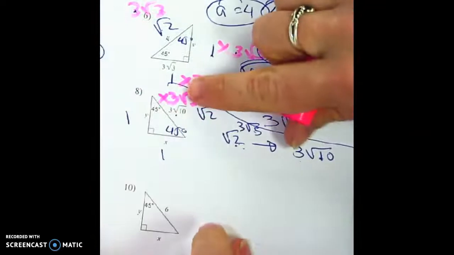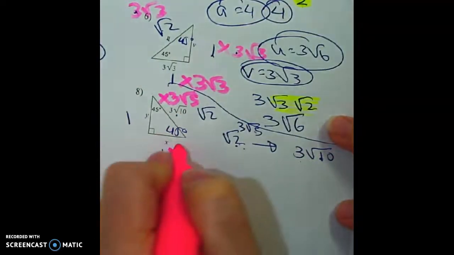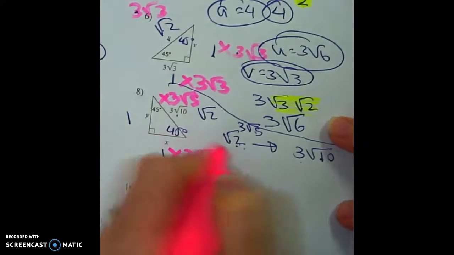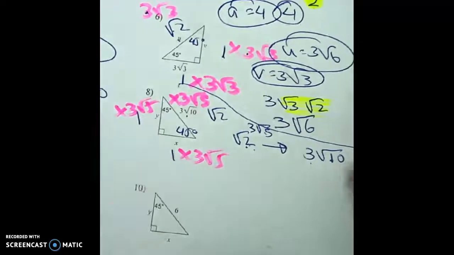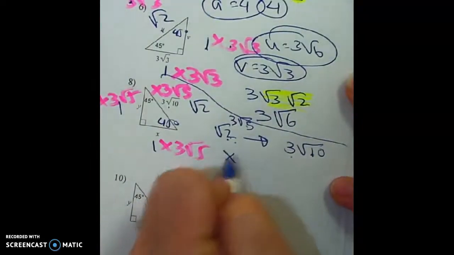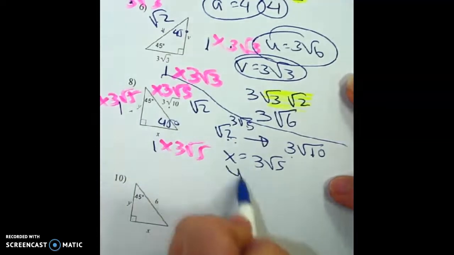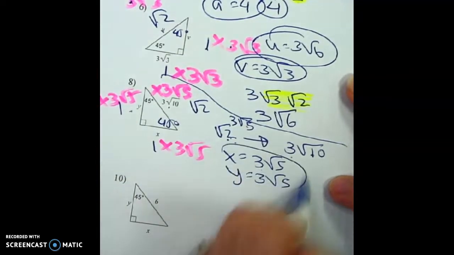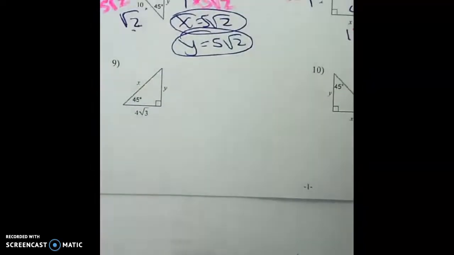Because again, square root of 5 times the square root of 2 is the square root of 10, and there's the 3. So times 3 square root of 5, 1 times 3 square root of 5 is 3 square root of 5. And remember, they're the same thing, so y is 3 rad 5. Awesome. Okay, let's look at number 9.